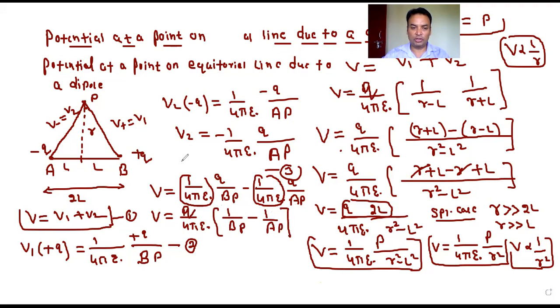Now see carefully. This is the isosceles triangle. AP is equal to BP. So this term is cancelled out. So the potential becomes equal to 0. So at the equatorial point, the potential is 0. What does it mean?